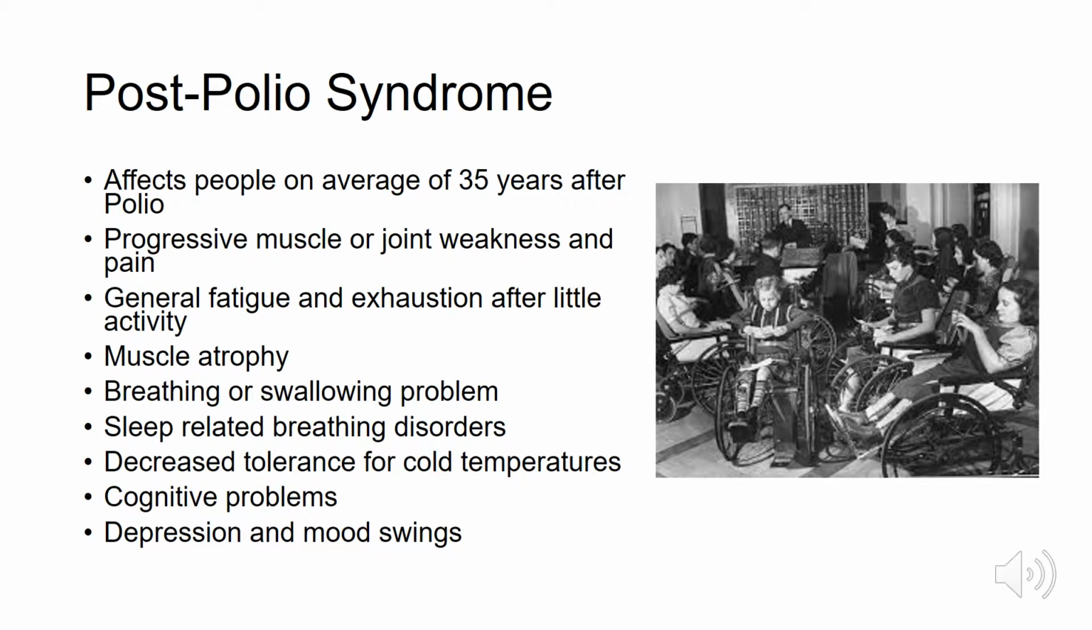There are breathing or swallowing problems that can happen. There can be a sleep-related breathing disorder, such as sleep apnea, where you can stop breathing for a short period of time while you are sleeping. There's a decreased tolerance for cold temperatures. There are some cognitive problems where people have a hard time concentrating and they may have a hard time with their memory. And also there can be depression and some mood swings.